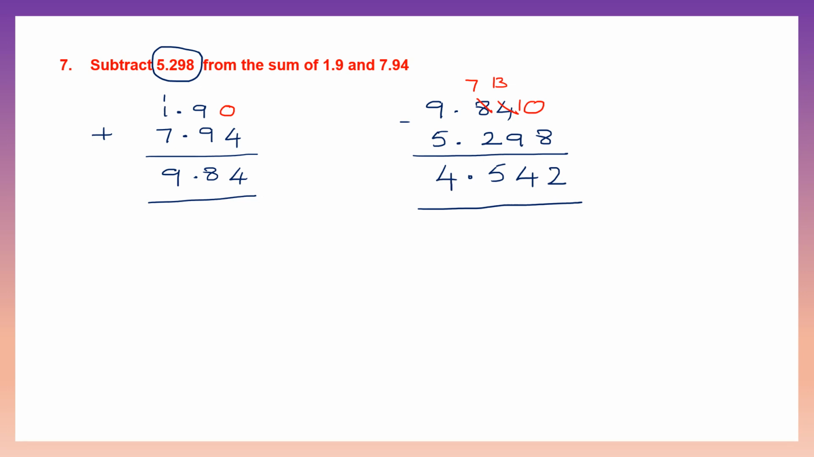So what is our answer? 4.542. So we need to write this answer separately because we have two steps. So we have to write the final answer separately. 4.542.